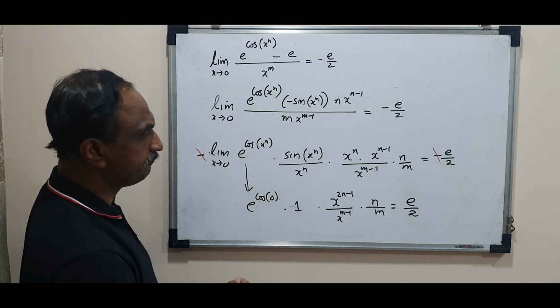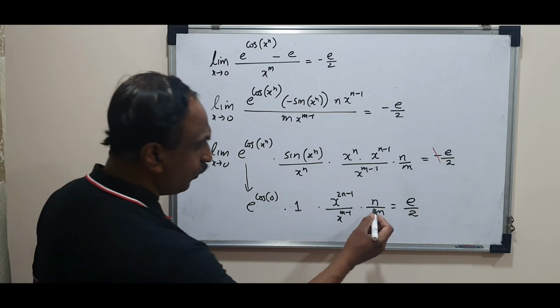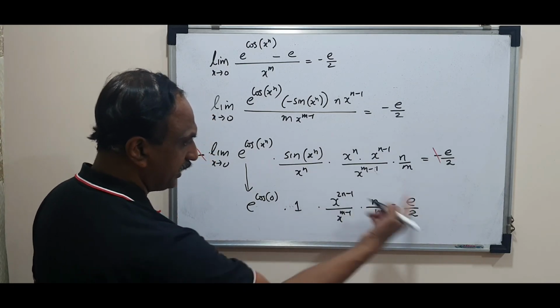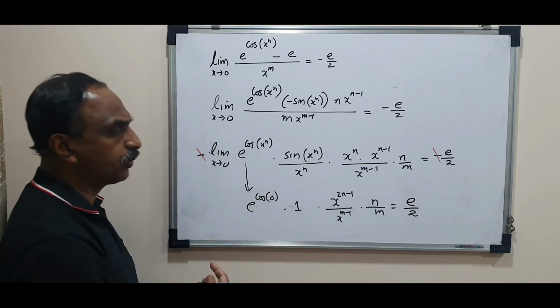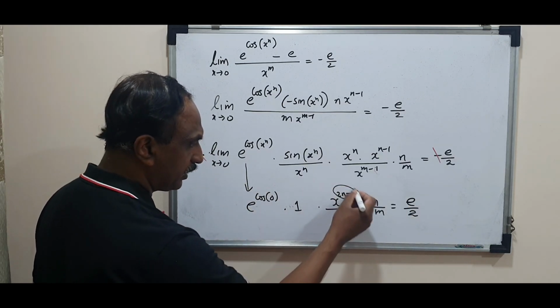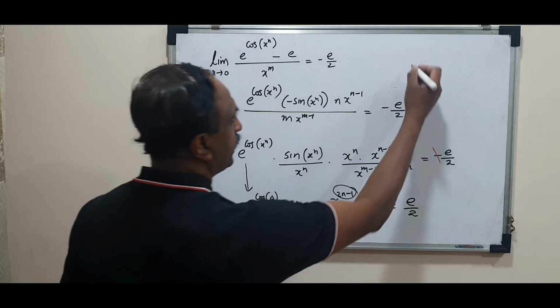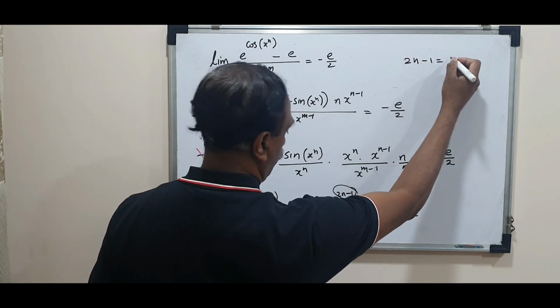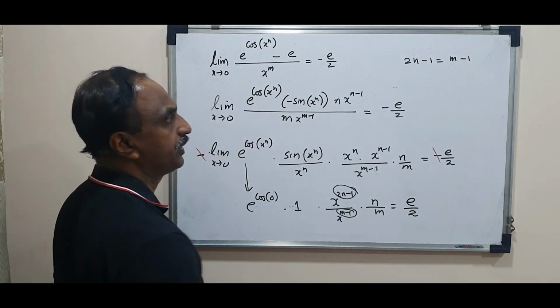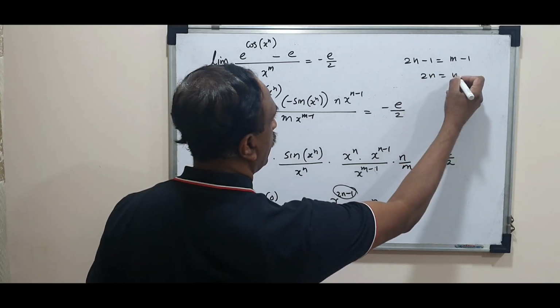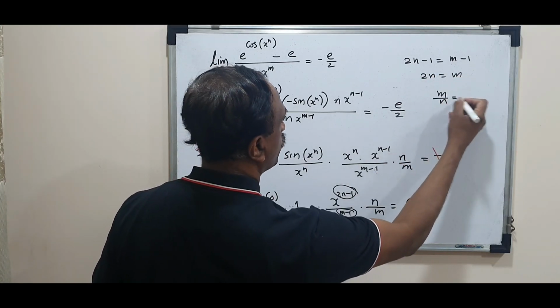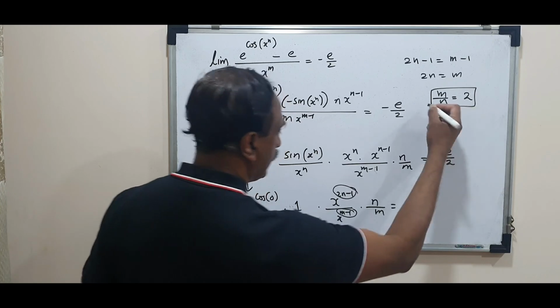Now we can have a look at this. This limit, both sides will be equal only when this and this are equal. That is 2n minus 1 should be equal to m minus 1. So 2n should be equal to m. So m by n should be equal to 2. We have got the answer.